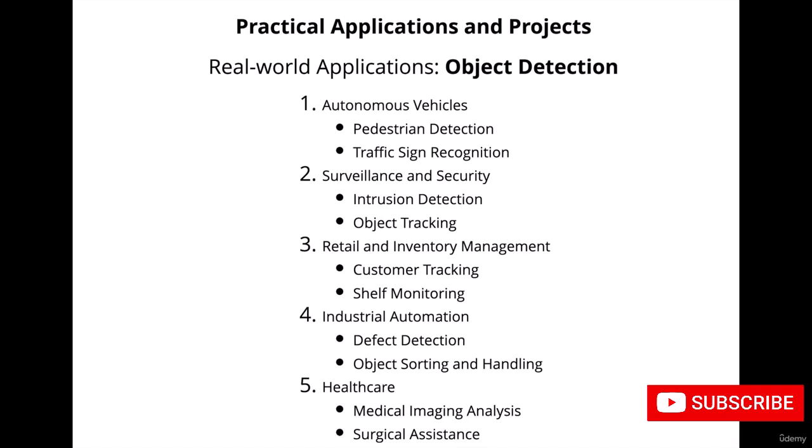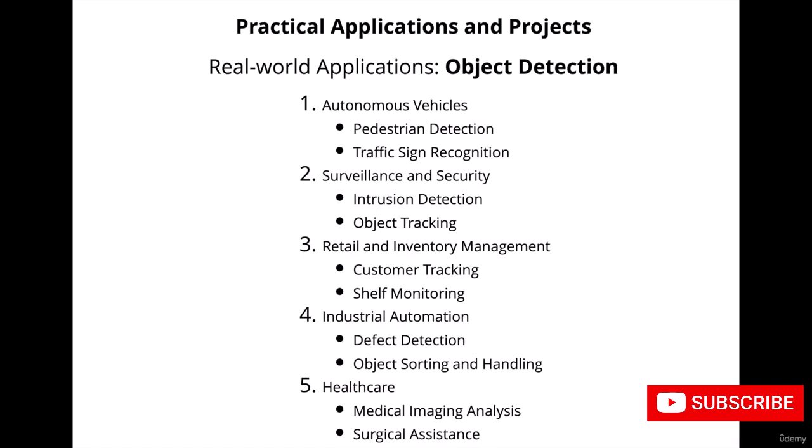Shelf monitoring. Object detection is used in retail environments to monitor product shelves and inventory levels. It helps retailers detect out-of-stock items, identify misplaced products, and optimize replenishment procedures to ensure product availability and reduce stockouts.